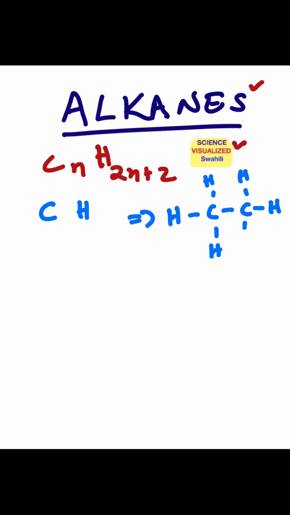Next, if n is 3, then it will be C3 and then H2n. So 2 times 3 is 6, plus 2 gives you 8. So C3H8, and therefore you're going to have 1, 2, and then 3, the third carbon with hydrogens. And the name for that is propane.